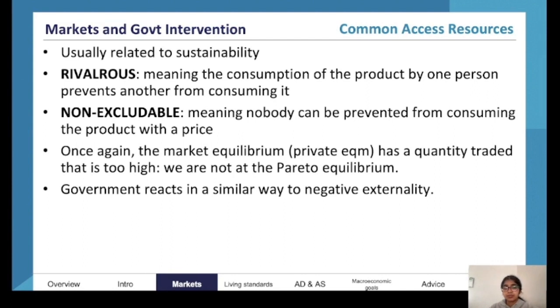So that's an example. How does the government react? They might put limits. So for example, in terms of fishing, they might say, well, you can't catch fish that are smaller than this size. You can't catch more than this many fish in one day. So putting those limits might help sustain those common access resources.